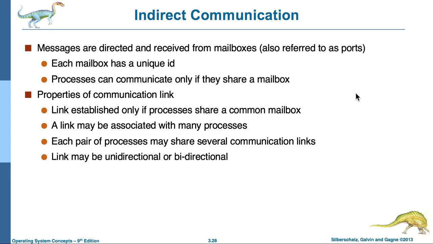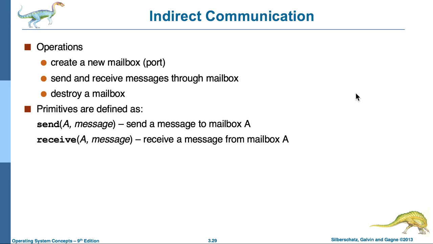And then with regard to the communications link, there are several properties. The link can be established only if processes share a common mailbox. The link may be associated with many processes. We'll get into that in a moment. Each pair of processes may share several communication links. And then finally, a link may be unidirectional or bidirectional, as by the way was the case with direct communication also.